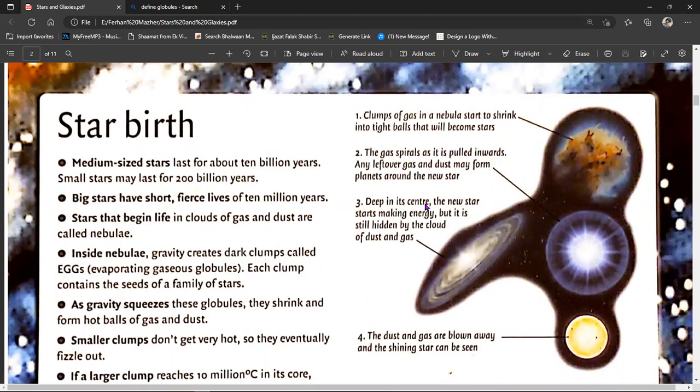Deep in its center, the new star starts making energy, but it is still hidden by the clouds of dust and gas. The dust and gas are blown away and the shining star can be seen. So this was about the birth of a star, and I hope you have understood.